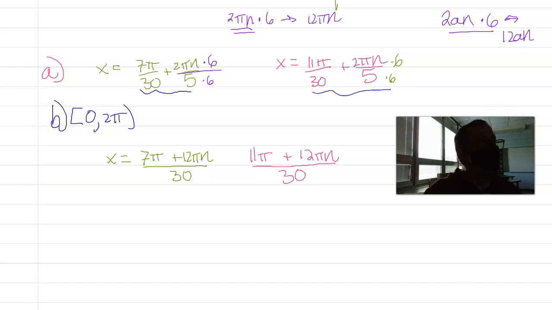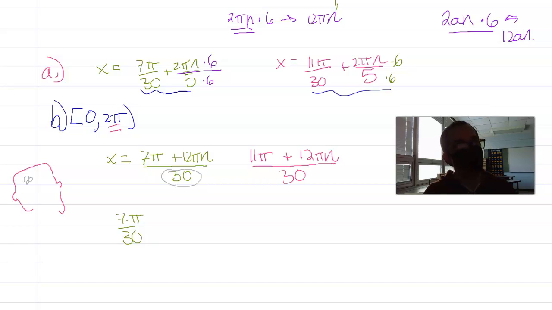And now I have the fun task of keeping a few things in mind. I don't want to exceed 2 pi. My denominator currently is 30. So as soon as my coefficient on pi becomes more than twice 30, so as soon as my coefficient on pi becomes 60 or higher, I'm done. If n equals 0, I'm starting with 7 pi over 30. And I'm just going to keep adding 12 pi to 7 pi until I exceed 60.